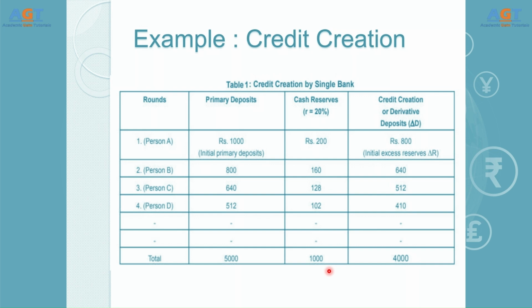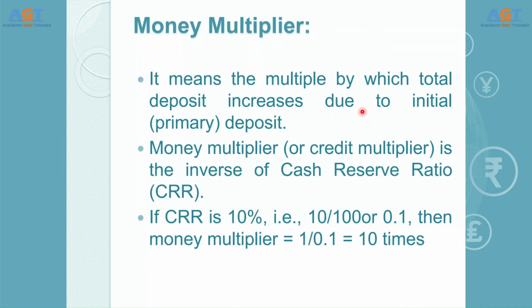Finally, we see that primary deposits total 5,000 rupees, reserves total 1,000 rupees, and credit created is 4,000 rupees. This table clearly demonstrates how commercial banks create credit through repeated lending and redepositing. This next slide explains the concept of the money multiplier.